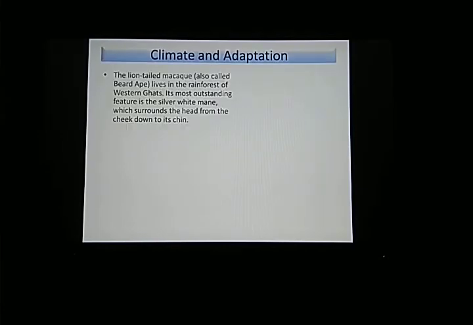Now next, the lion-tailed macaw, which is also called the beard ape, lives in the rainforest of the Western Ghats. The Western Ghats is in India. So one of the special features of this lion-tailed macaw is its big silver white mane, which surrounds it from the head to the cheek down to its chin.